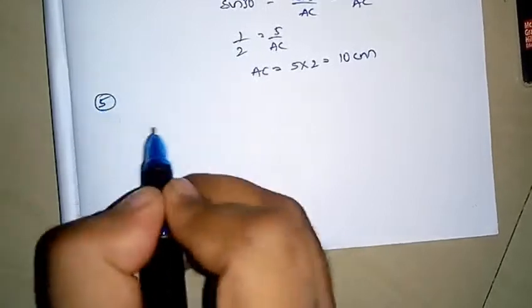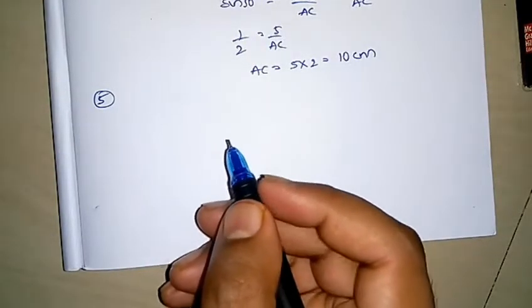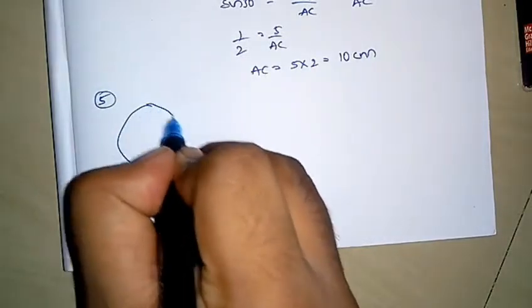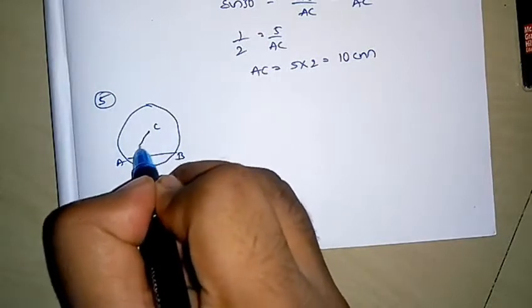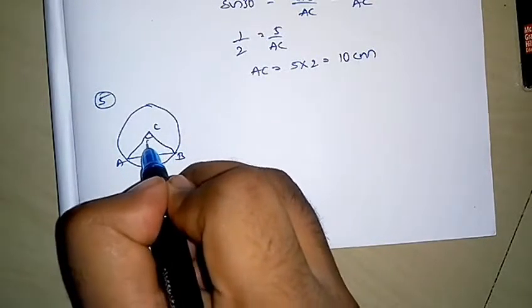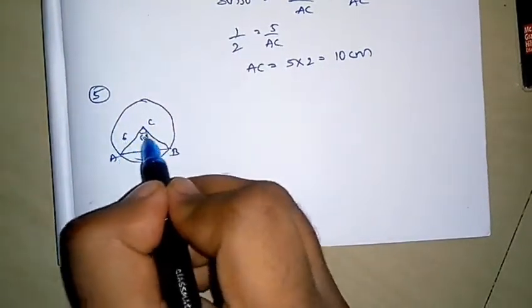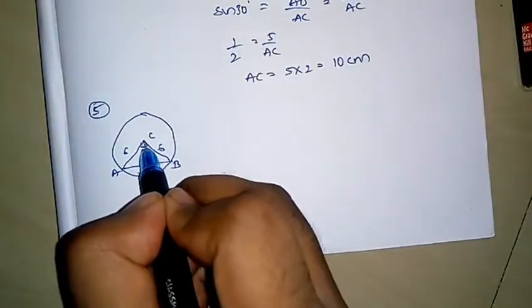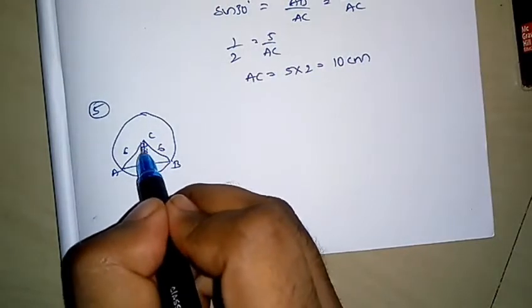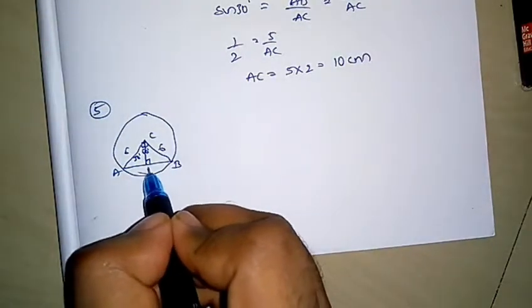Next example, the fifth one. A chord of a circle of radius 6 cm is making an angle 60 at the center. Find the length of the chord. This is a circle. Let this be chord AB. Let C be the center. This AB is making 60 degrees at the center. So AC is equal to 6 and CB is equal to 6. Now draw a perpendicular from C to AB. This will become the angle bisector. So this angle will be 30 degrees. Let this point be D.